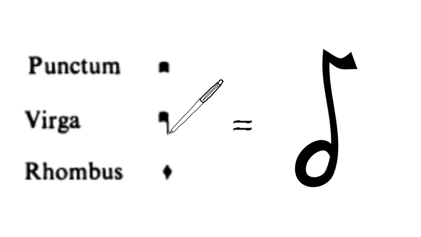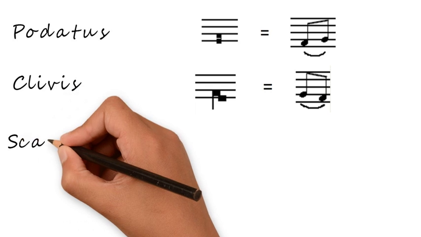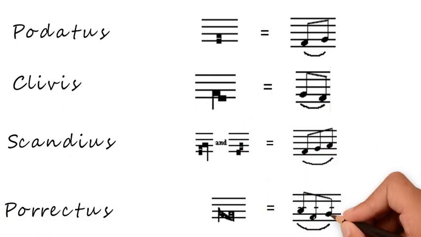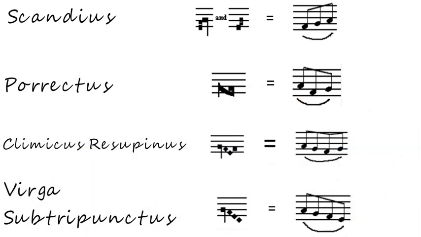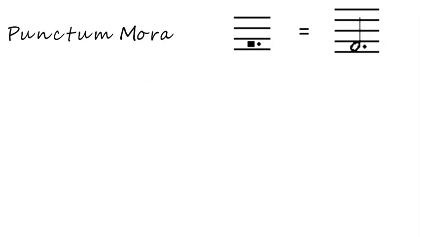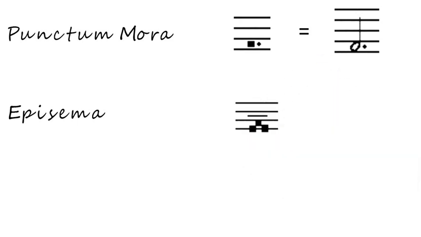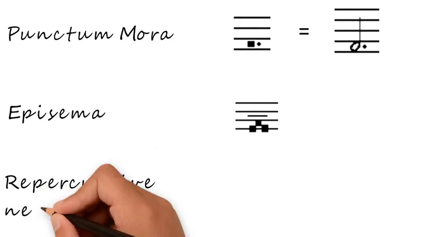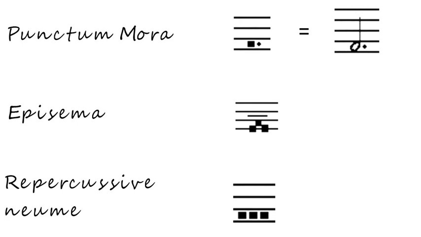Now, let's go over some different combinations of neumes and compare them to their modern equivalents. The pedotus, the clivis, the scandicus, the porrectus, the climacus resupinus, and the virga subtripunctis. Although Gregorian chant is meterless, there are some symbols that subtly indicate rhythm. The punctum mora, which is adding a dot to a note, the episema, which means to hold the note or to slow it down, kind of like a ritardando in modern music, and a repercussive neume, a note that is held by having more than one of the same note in a row.